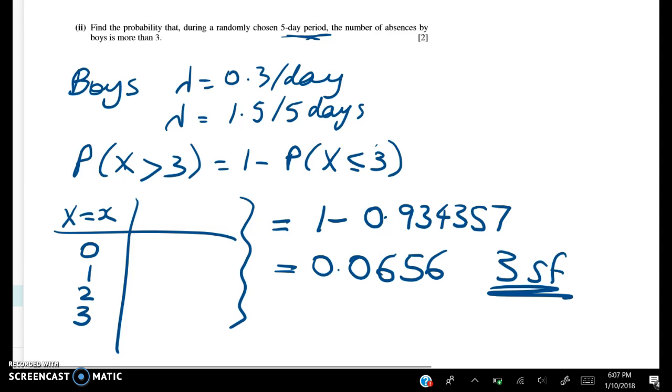Now just watch out here that this leading 0 is not one of your significant figures, so you don't want to round that to 0.066.